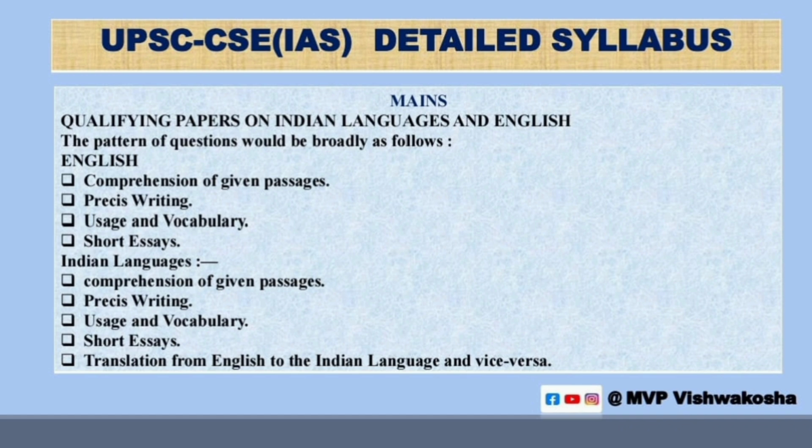In mains there are 9 papers, as I already told you in the previous session about the pattern. Out of 9 papers, 2 are qualifying papers and 7 are main papers. The qualifying papers are one on Indian languages and another on English. The pattern of questions would be broadly as follows. English has comprehension of a given passage, precise writing, usage and vocabulary, and short essays. The same is there in Indian languages.